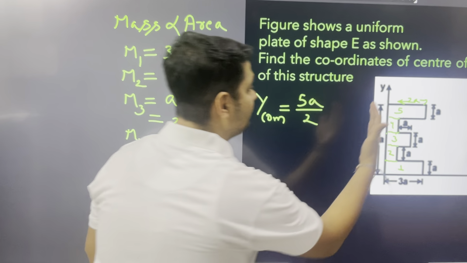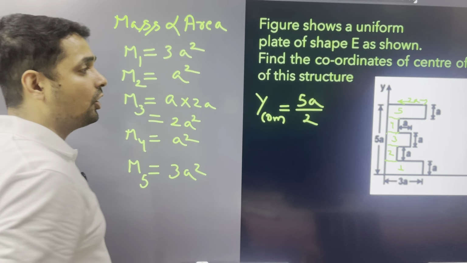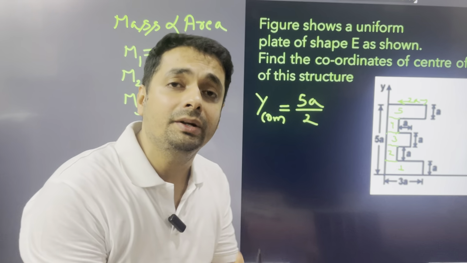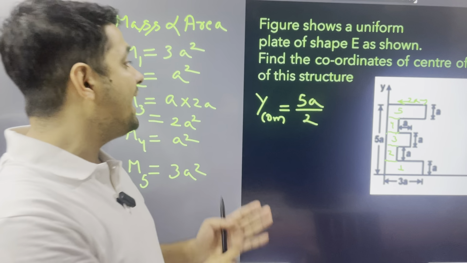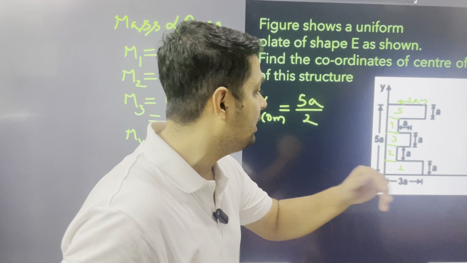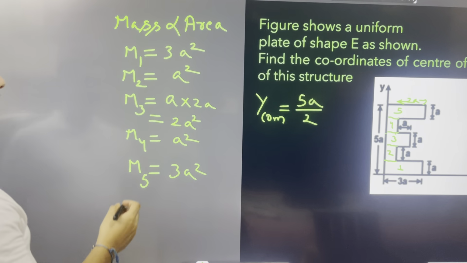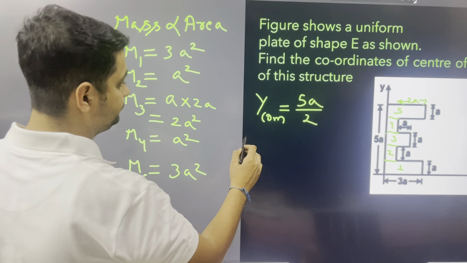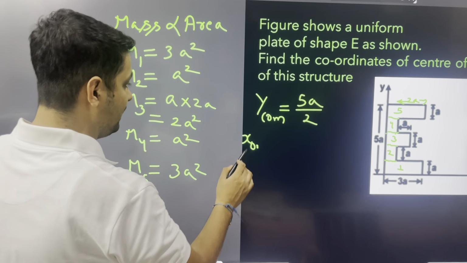But along X, when you keep your hand in the middle, right and left are not the same. It means mass is not symmetrically distributed along the X axis. It means for the x center of mass, you cannot write 3a by 2. You have to find it. Okay, so we'll find the x center of mass. So what is the x center of mass here?